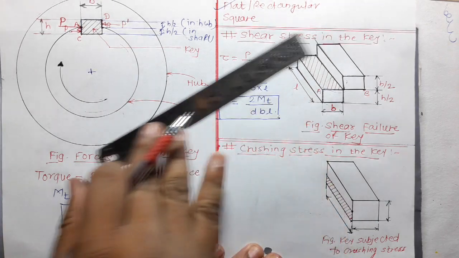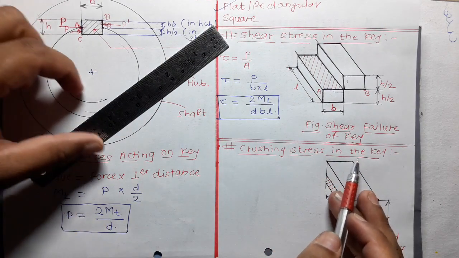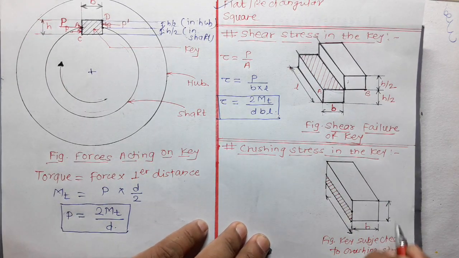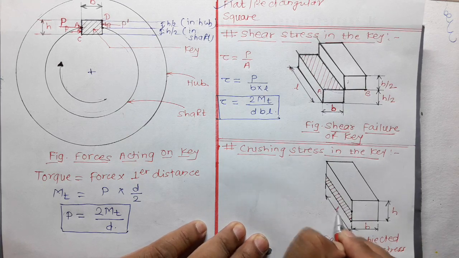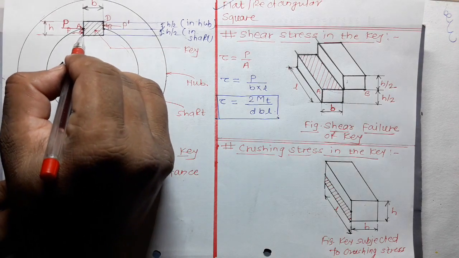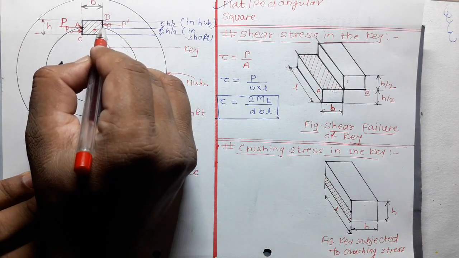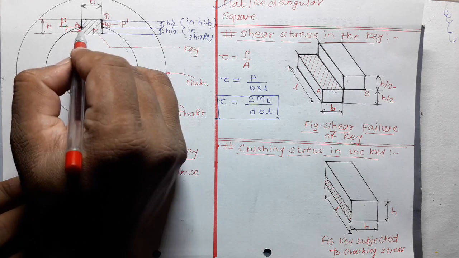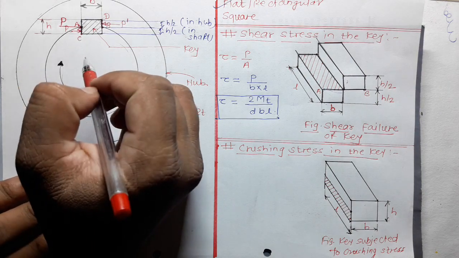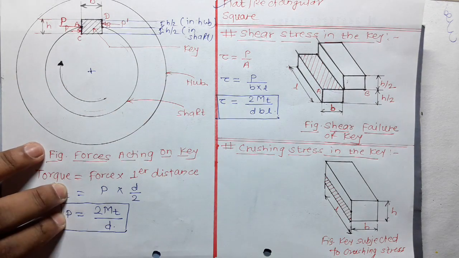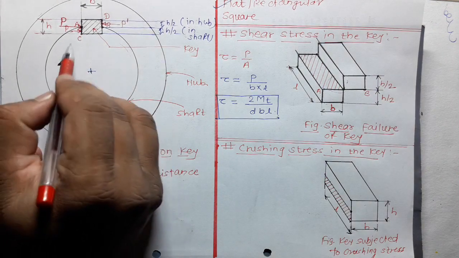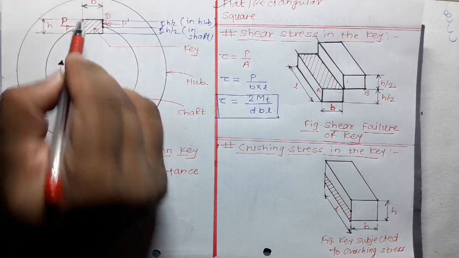Now let us consider the crushing stress in the key, and consider this is a key having width B, total height H and length L. Out of this total height H, the half portion is in the shaft and half portion is in the hub. So both the surfaces on this left-hand side are subjected to crushing stress, the half portion due to the shaft, and half portion due to the hub.